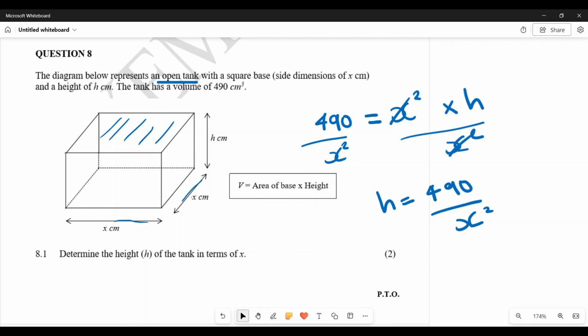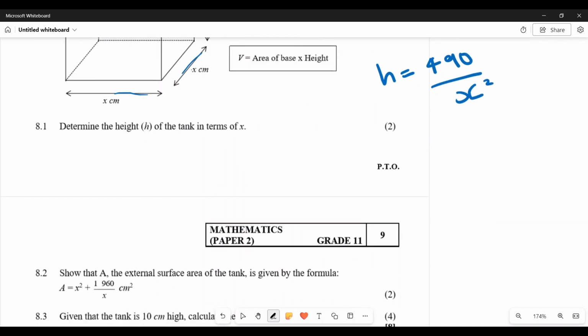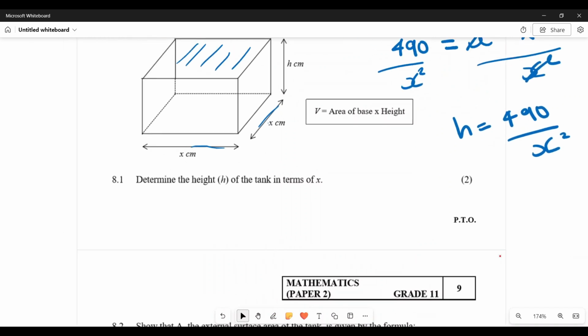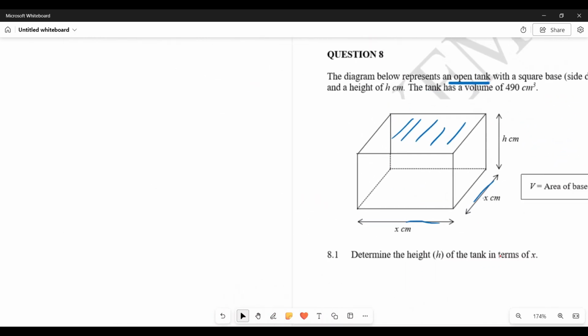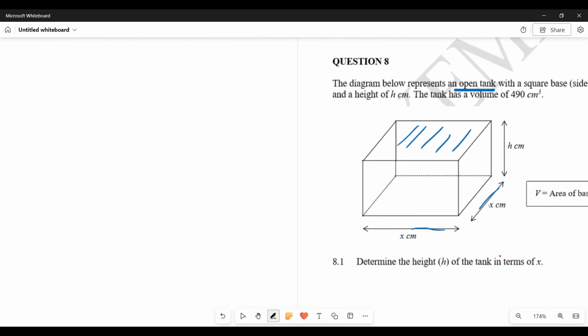For the next question, they're telling us to show that the area of the external surface of the tank can be given by this formula. Remember, this is an open tank. So first, I'm trying to calculate the area of my 3D shape. I'm going to identify all these 2D shapes that form part of the overall 3D shape. I'm going to start off with my base. Remember, I don't have the top because this is an open tank. Now my base is a square. Its area is going to be equal to x squared.